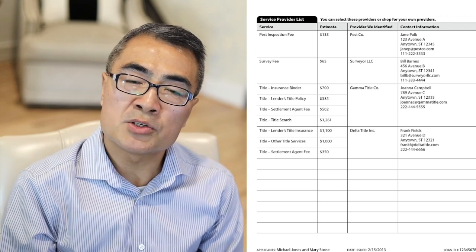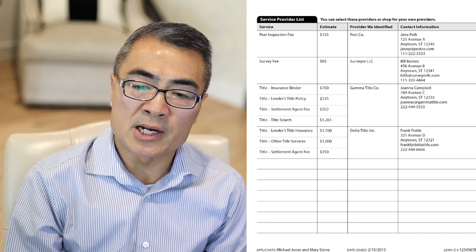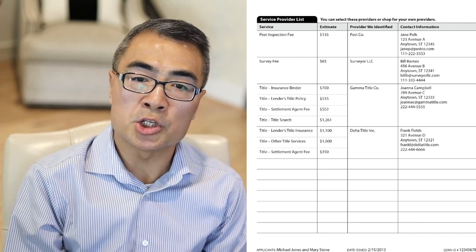When should the document be disclosed? It's generally disclosed in connection with the provision of the initial loan estimate.